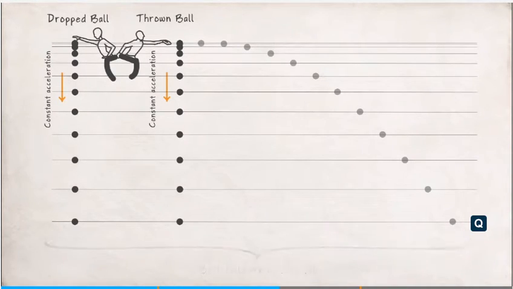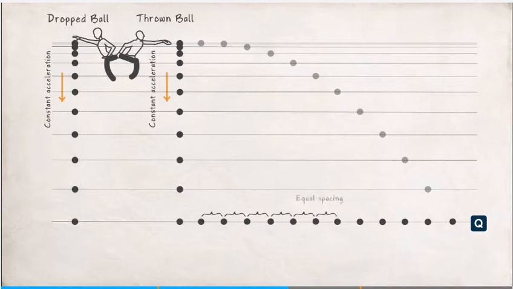Let's now look at the horizontal motion of the thrown ball. Projecting the horizontal positions down to the x-axis shows that they are equally spaced. This tells us that the horizontal acceleration is 0 and that the horizontal velocity is constant.